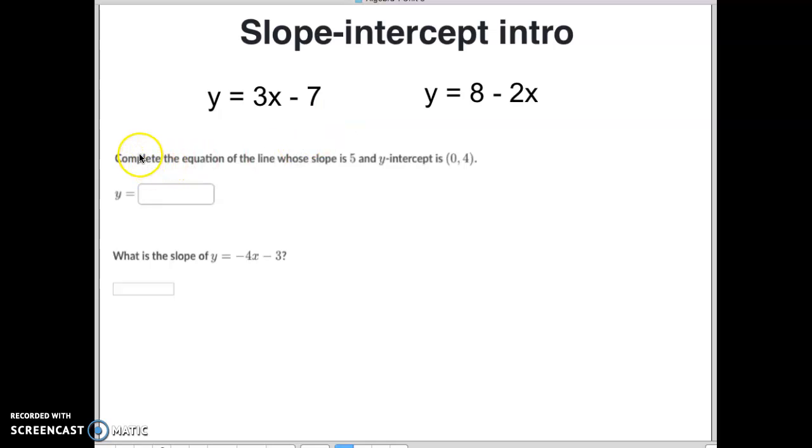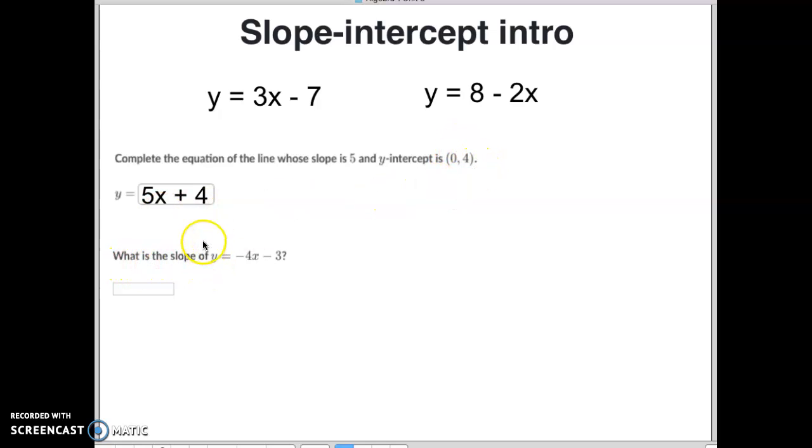So when they say complete the equation of the line whose slope is 5 and the y-intercept is (0, 4), or we just call that the y-intercept is 4, we would write that as y equals 5x plus 4. 5x for the slope of 5 and plus 4 for the positive 4 here.